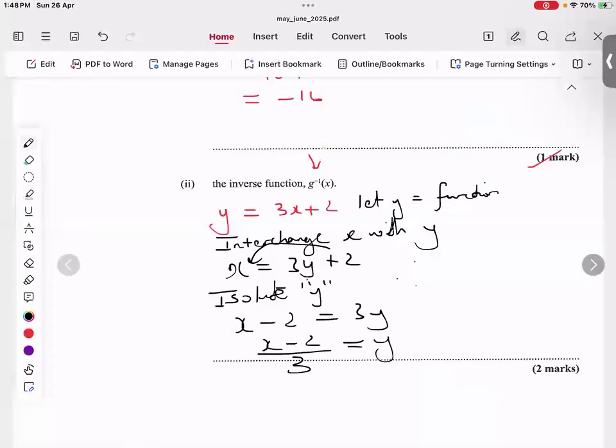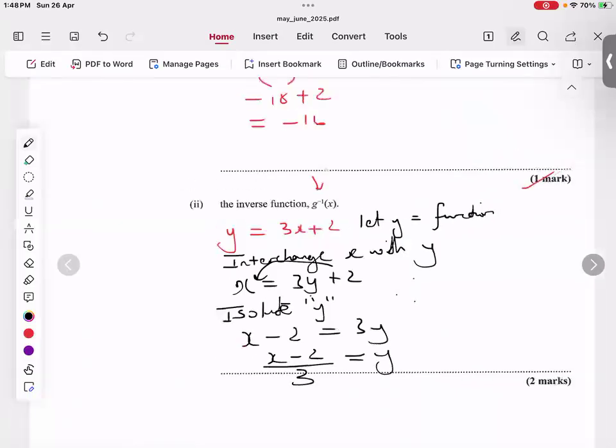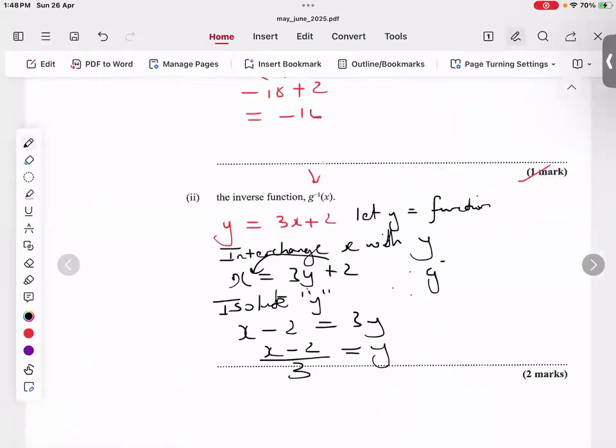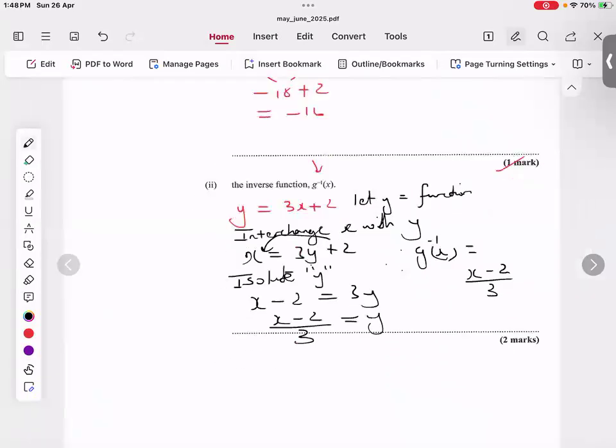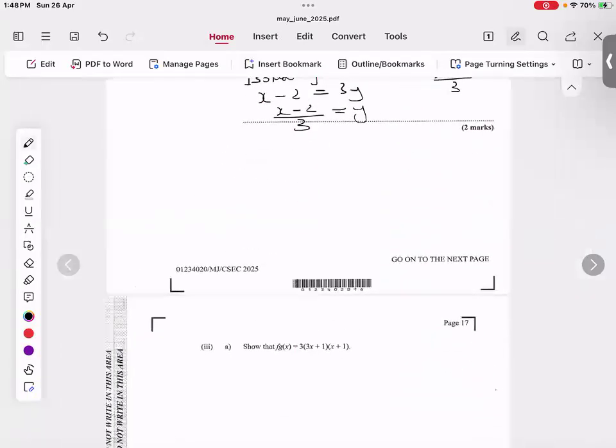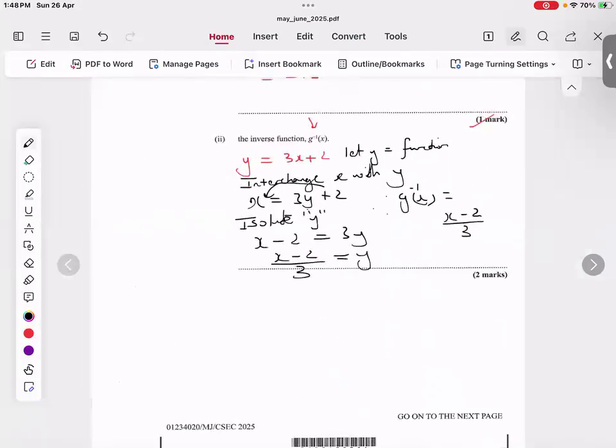Now, the moment you find y, you found the inverse. You can't just say y is equal to that because they never say you must find y. They say you must find g inverse. But we know that when we find y, the inverse is found. So therefore, you're going to draw a conclusion by saying g inverse of x is therefore equal to x minus 2 over 3.